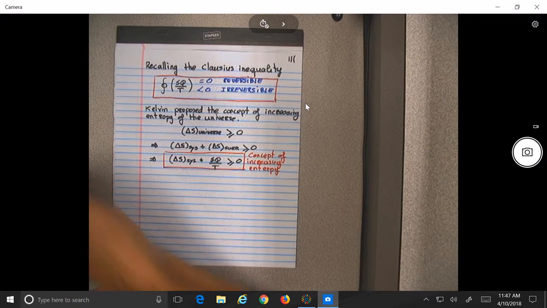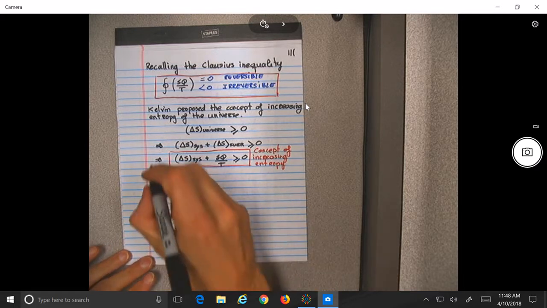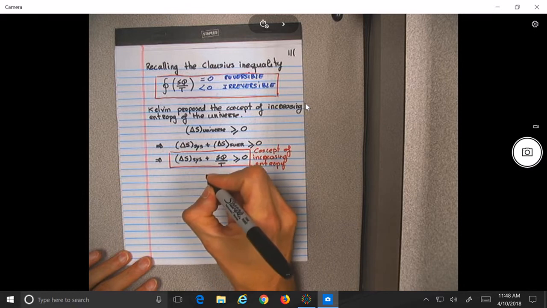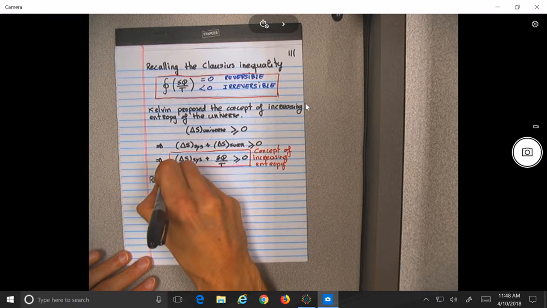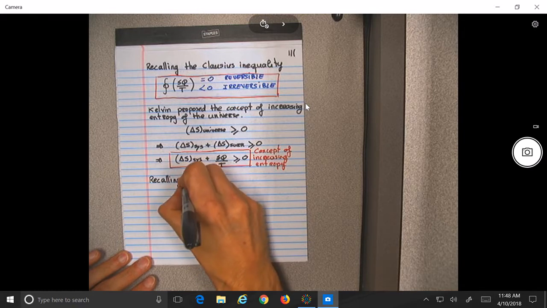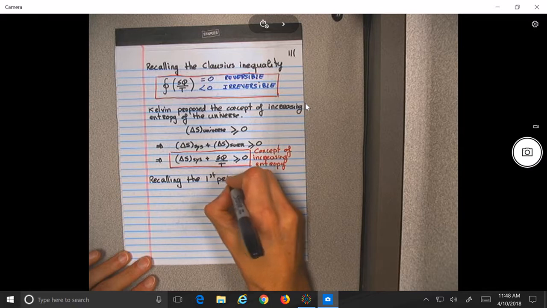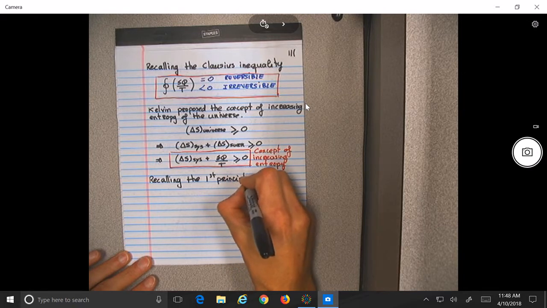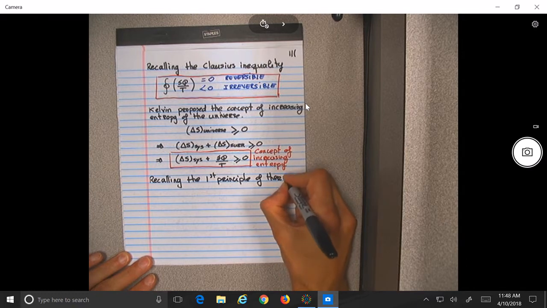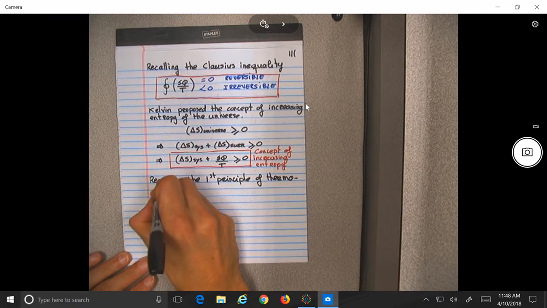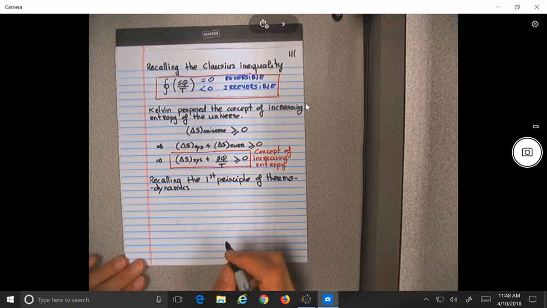Now we go to the important equation. It's not that this is not important, but the important equation comes now. So alright, recalling the first principle of thermodynamics, which is what?